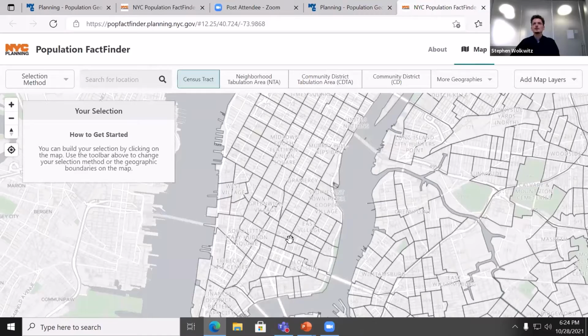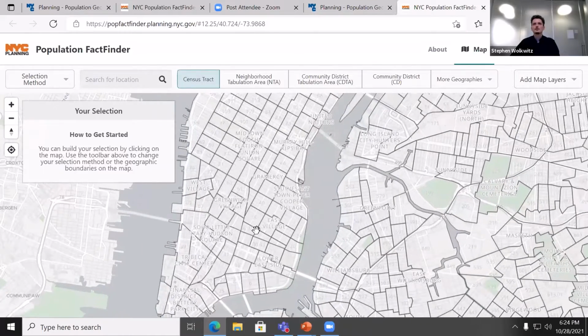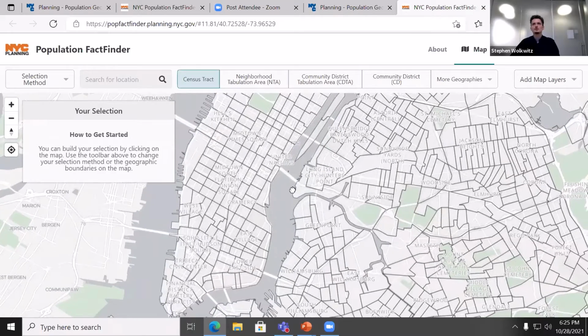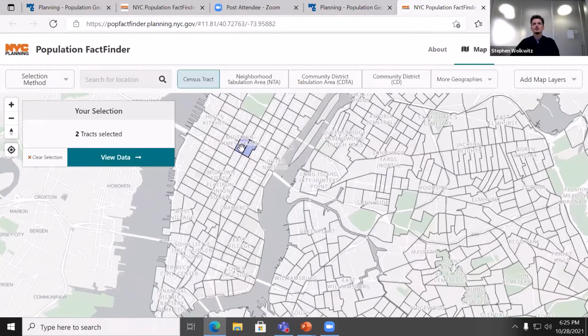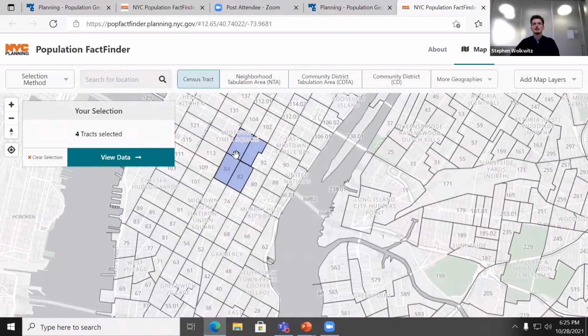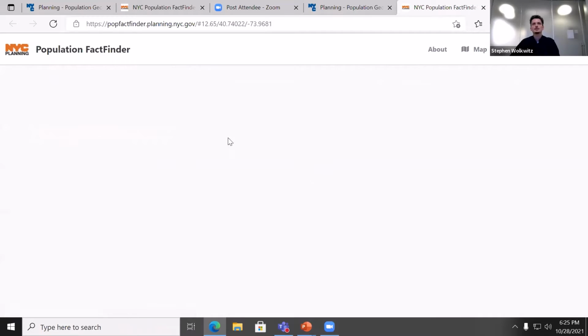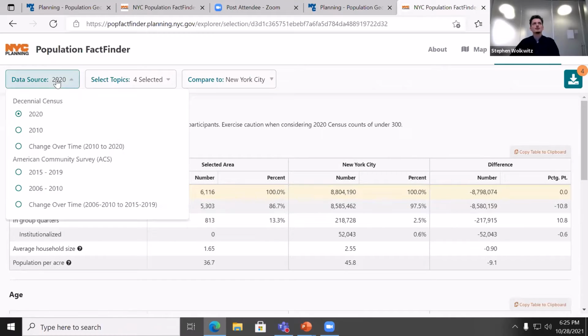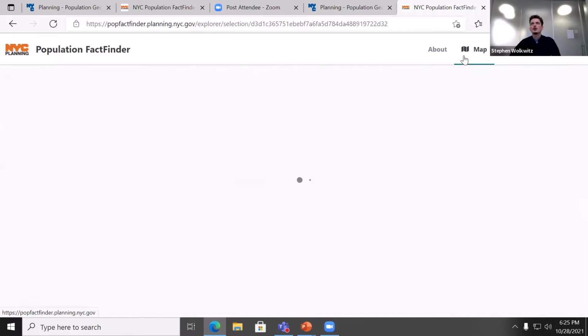It'll be pretty familiar if you've been to FactFinder before, but it's updated with the 2020 geographies now. You can create a selection, view the data for that selection, and it'll calculate and aggregate, and you've got the 2020 data here. You can click on a data source and change it to see change over time. You can see the ACS, we've got that in 2020 geographic terms.